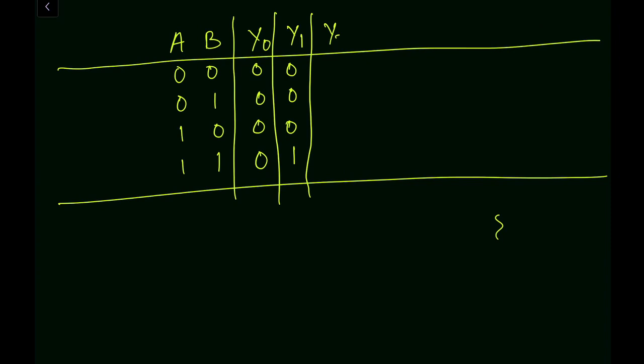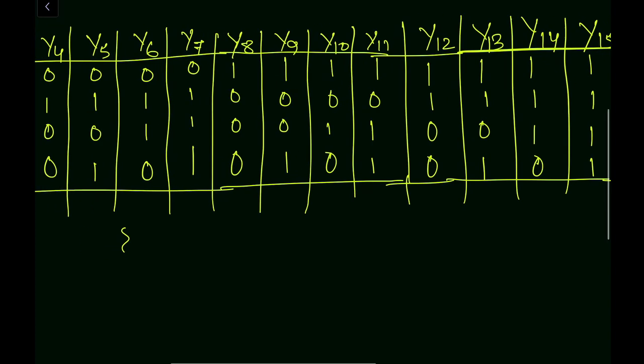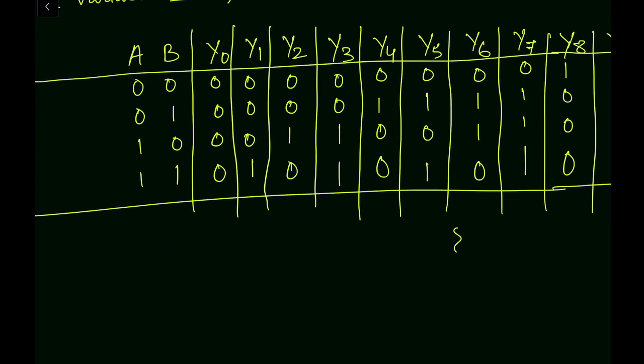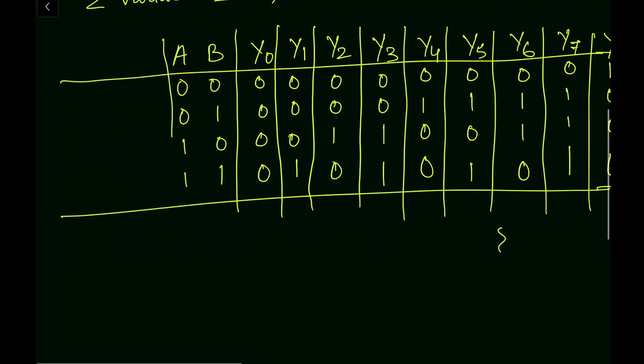Next we have y2. For y2 we will be having 0 0 1 0. Okay, in this way we can write up to y15, because we will be having 16 different kinds of output combinations. So let me write down here. These are the 16 different kinds of outputs we can have for these four different input combinations. So let me write down here on the left hand side.